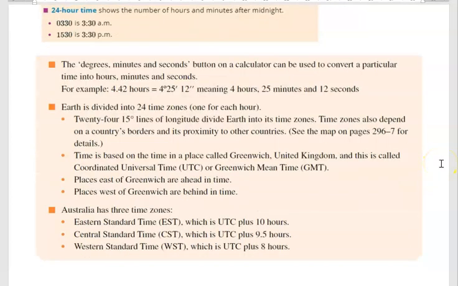Okay, now this is way cool. There's this button on your calculator, degrees, minutes, seconds, and that button can be used to convert a particular time into hours, minutes, and seconds, or back. So I will show you how you can input either of these, 4.42 hours, because remember, 4.5 hours is like 4 hours and 30 minutes, so it doesn't match up exactly. But 4.42 hours will be 4 hours. That's what that little degree sign on our calculator tells us. 25 minutes, which is near enough half, but not quite. Same as 4.42, and a measly 12 seconds.